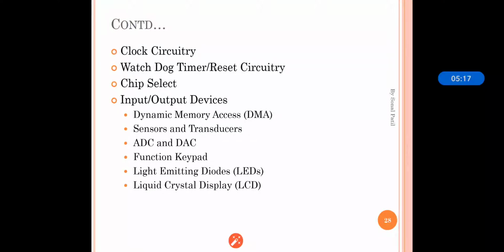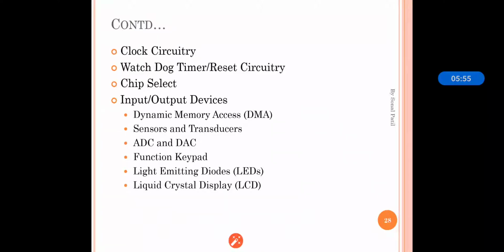Now the next is ADC and DAC. As we know, ADC is the analog to digital converter, and DAC is the digital to analog converter. The analog signals produced by sensors and transducers have one important characteristic, that is the bandwidth. Whenever we want to convert an analog signal into digital, the ADC is used, and vice versa, whenever we want to convert digital to analog, the DAC devices are used. Now the keypad is responsible for giving the particular input.